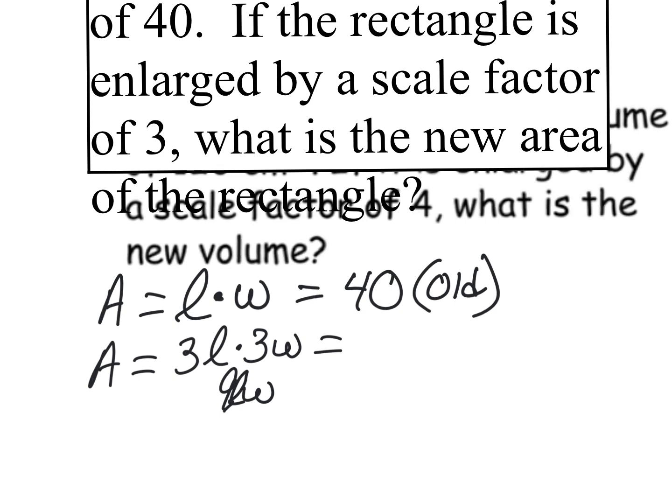So when it comes to area and volume, it's a little bit different. If we take 40 and multiply it by 9, do that off to the side, 0, 36, 360. Units squared, whatever those units happen to be. Oh boy, I can't spell units.